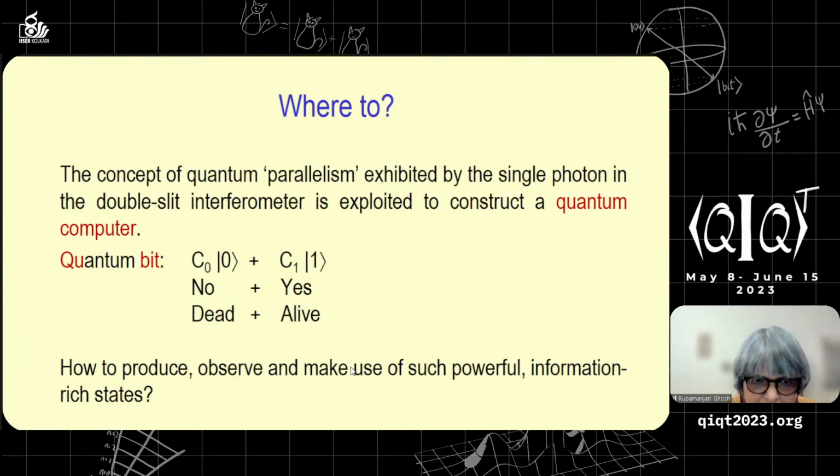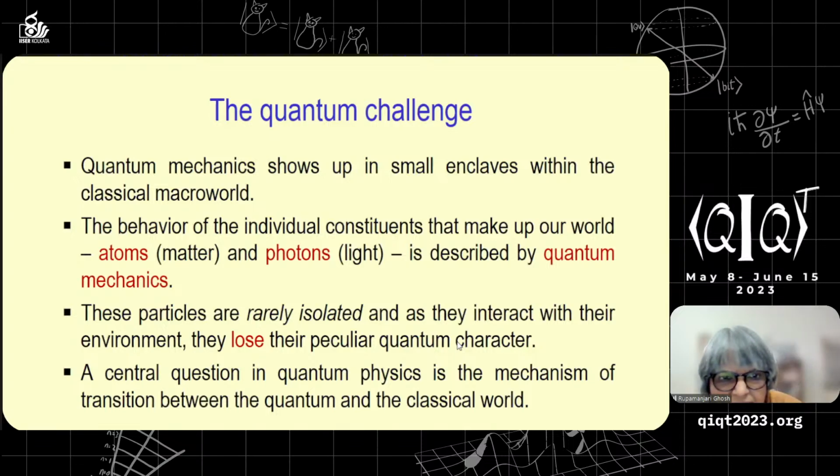So how do you produce, observe, and make use of such powerful information-rich states? That really is the key question. That's what this book calls the Quantum Challenge. And what is the quantum challenge really? That quantum mechanics shows up in small enclaves within the classical macro world, right? So it's not necessarily based on size, but other parameters. I'm not giving you the exact details, but the idea that all of us are familiar with: the behavior of individual constituents is described by quantum mechanics, but the classical macro world doesn't seem to be following that.